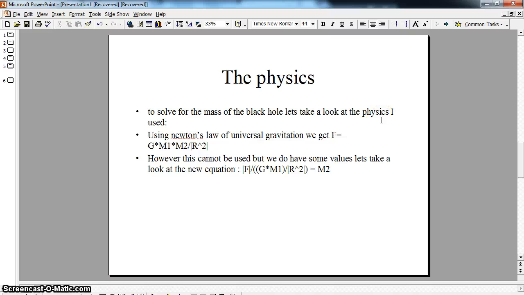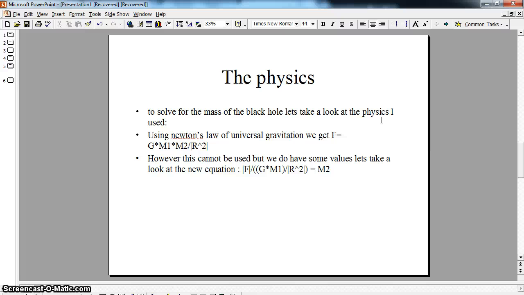So let's take a look at the physics I used to solve for this lab. Although Newton's law of universal gravitation is important for this lab, since it's all done on Python, I don't really see the necessity to cover it. So I'm going to go over what I did on pen and paper, just to make sure I was doing everything right on Excel.